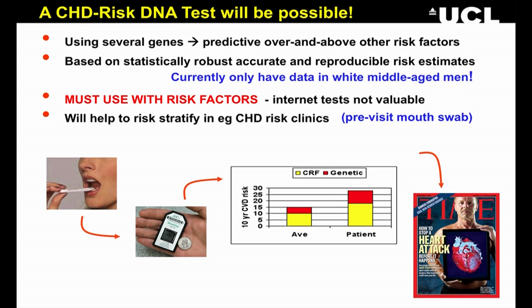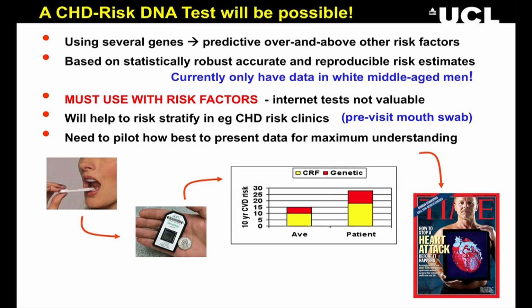We can test 20 SNPs, 40 SNPs, 1,000 SNPs, and we would then present you your risk information, your 10-year risk information, based both on your classical risk factors and your genetic risk factors, and then we'd work with you to try to reduce your overall risk. We still, I think, need to pilot how best to present the data for maximum understanding. So yes, heart disease DNA testing is ready now.